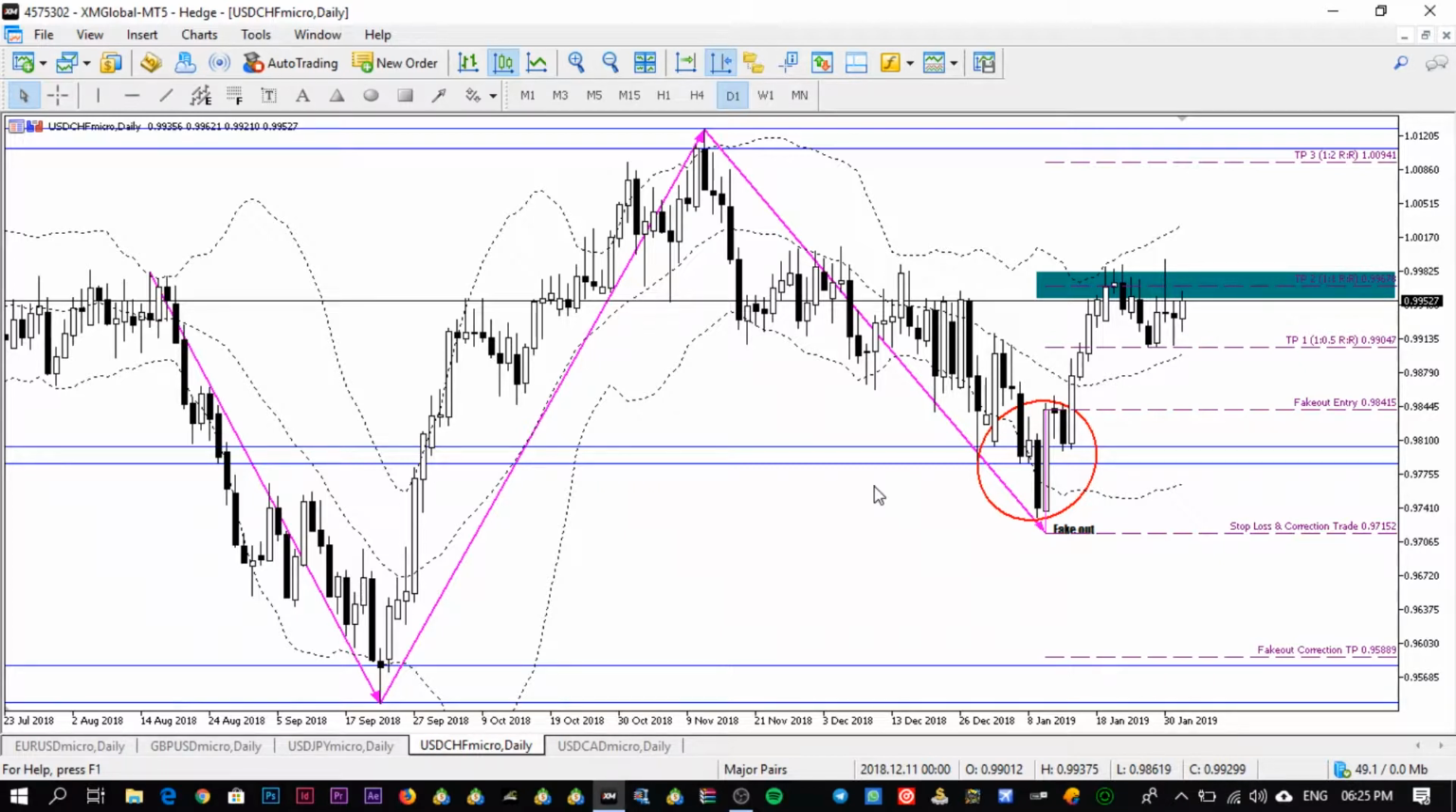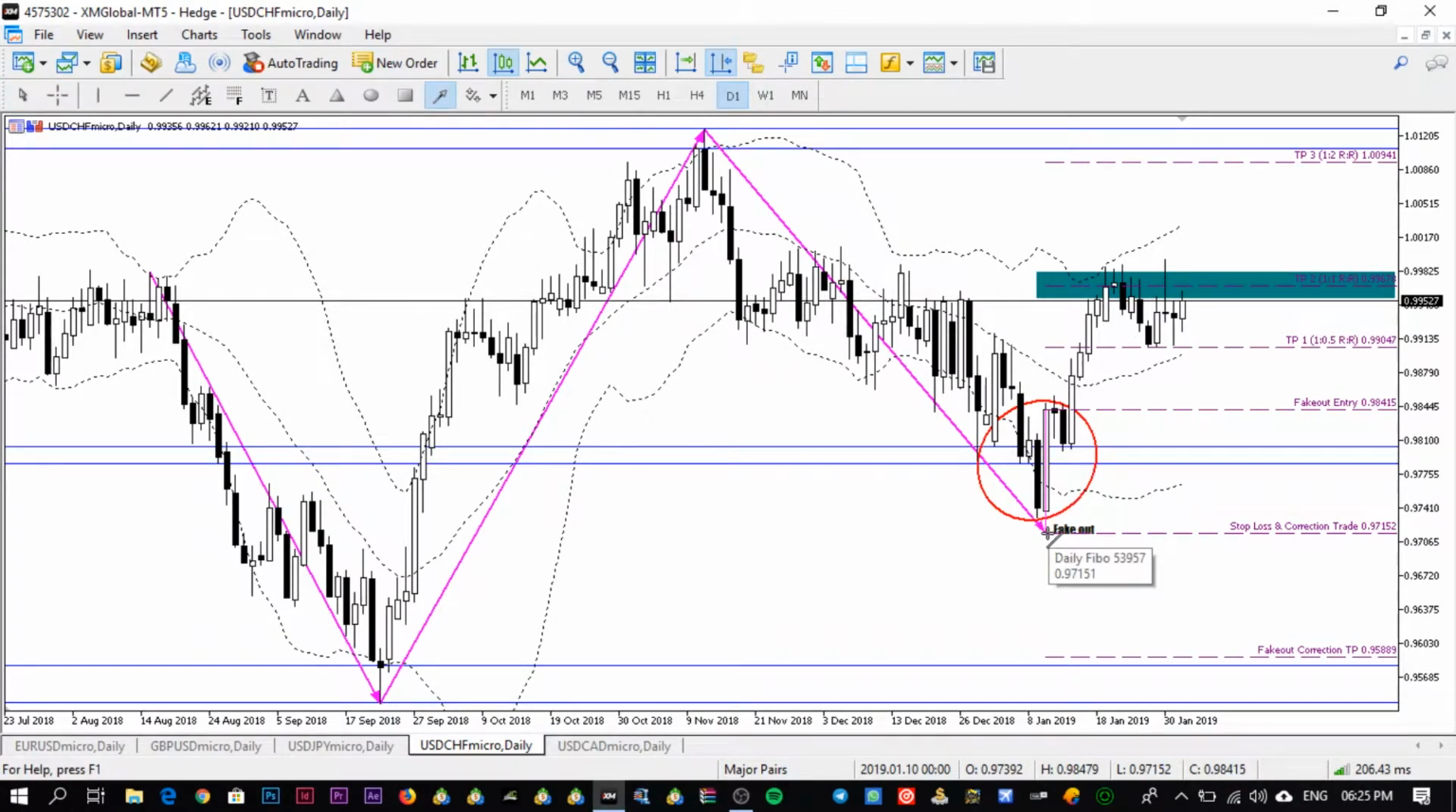Remember that you can't always rely on one outcome of the market. You have to be open to many options. And because you are open to many options, you are then able to better manage the results that come from your strategy. Hence, I have my stop loss and correction trade over here and the TP of the correction trade. Right. Never mind that.